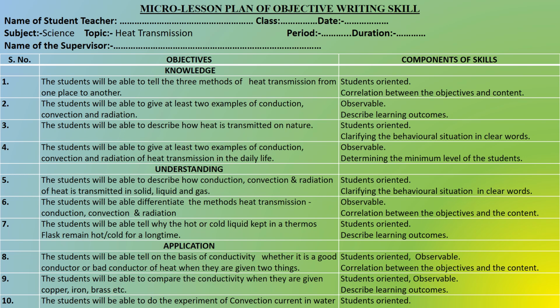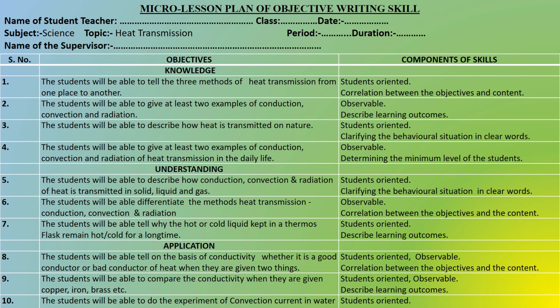The next point is the application part. The student over here will be able to tell on the basis of conductivity whether it is a good conductor or bad conductor of heat when they are given two things. Here the components are student oriented and observable, correlation between the objectives and the content.